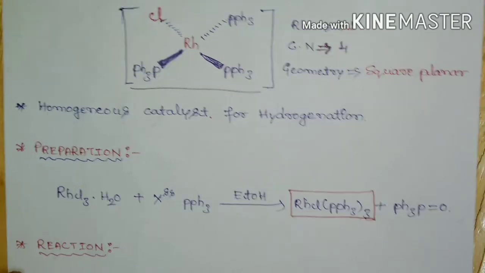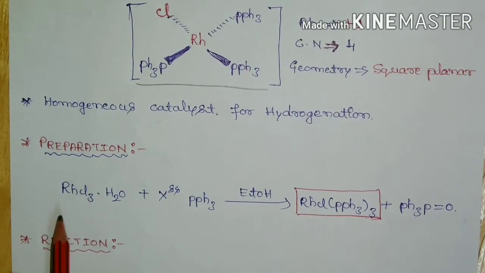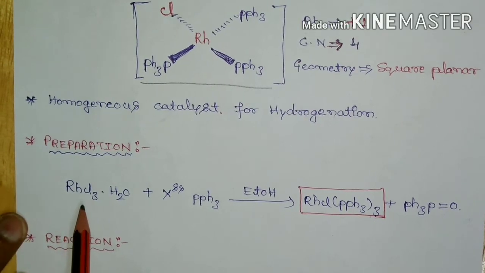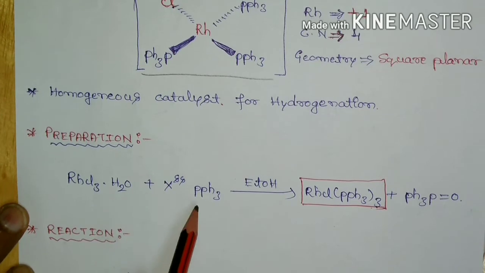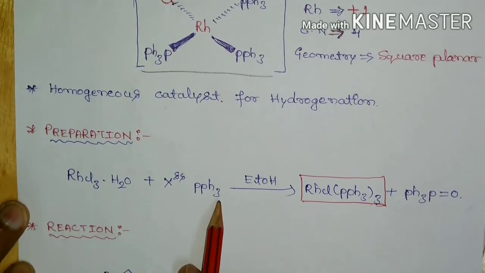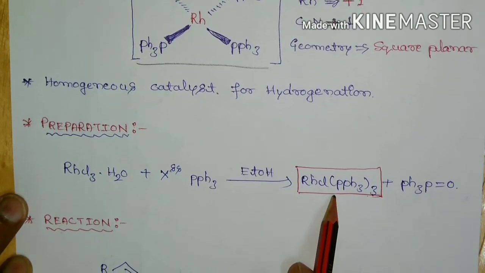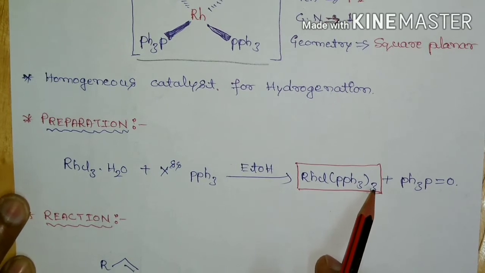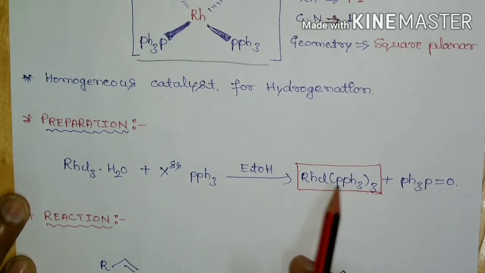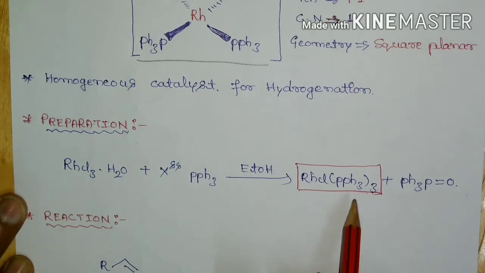Coming to the preparation, how is this Wilkinson catalyst prepared? Rhodium trichloride monohydrate upon treatment with excess triphenylphosphine in ethanol yields the chlorotris(triphenylphosphine)rhodium complex, and this complex is used as a homogeneous catalyst.